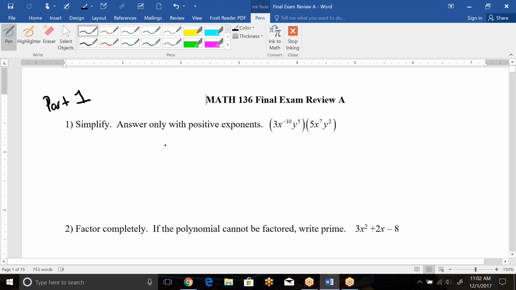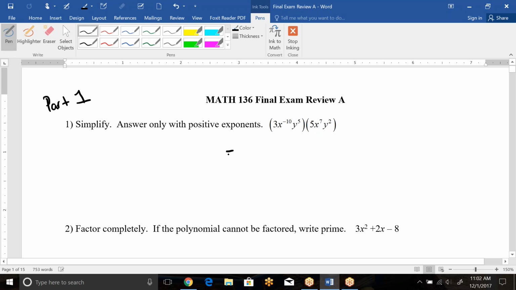So simplify, answer only with positive exponents. So we're looking at 3x to the negative 10th, y to the 5th, times, because there's nothing here, 5x to the 7th, y to the 2nd. Notice there are no outside exponents on either of the parentheses, so we can go ahead and directly multiply.